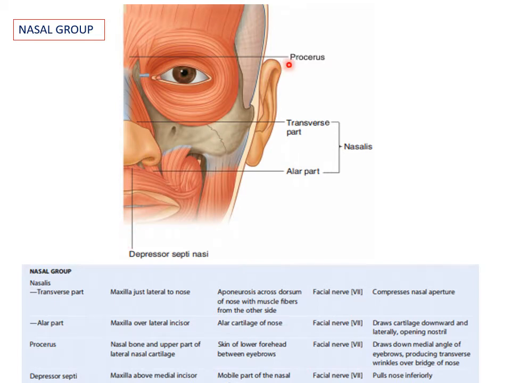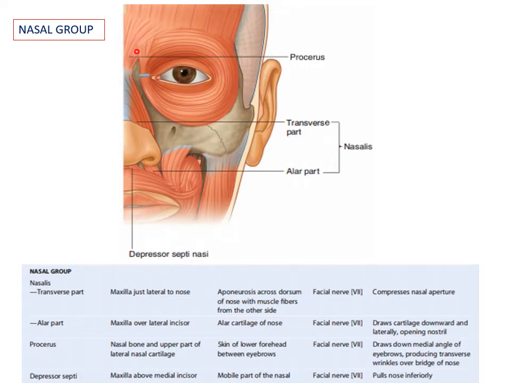Coming to the other muscle, the procerus. This is the procerus muscle. The procerus muscle arises from the nasal bone here, and from the upper part of the lateral nasal cartilage. The procerus arises from the nasal bone and the upper part of the lateral nasal cartilage.